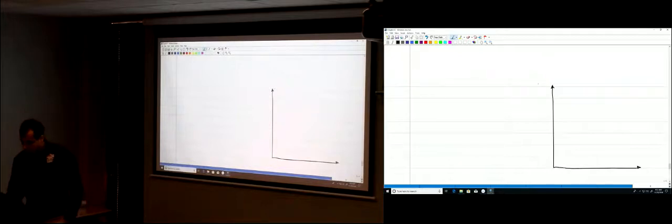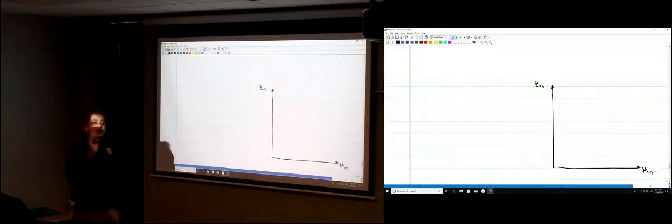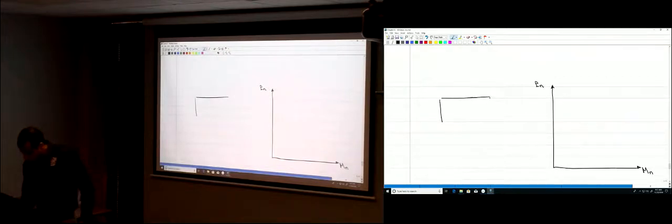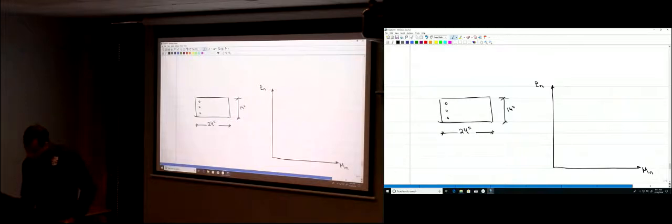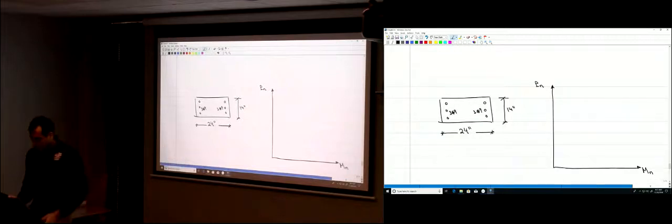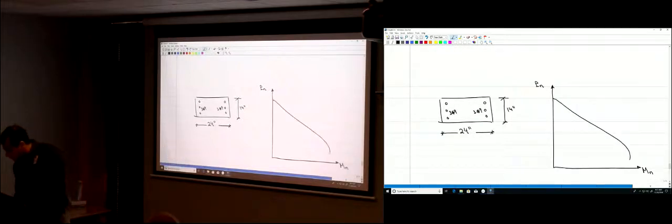So the interaction diagram is a relationship between Pn and Mn for a given section. Okay? So let's say the section that we just analyzed over here was 24 inches by 14 inches, and we had some area steel here. We had 3 number 9 on this side and 3 number 9 on that side. Okay? We plot the interaction diagram for that curve. It looked like this.